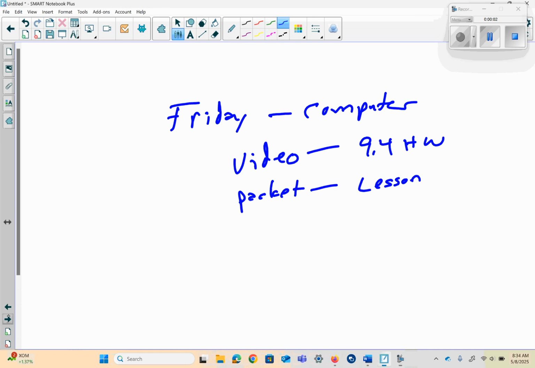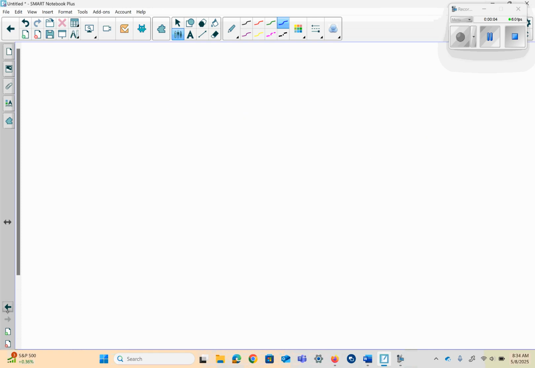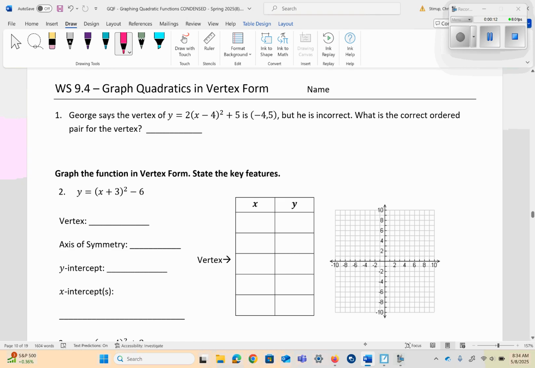All right, guys. So this is going to be going over worksheet 9.4, which was this particular worksheet. So make sure you have that. If not, the sub should have extra copies for you. And copy this down.